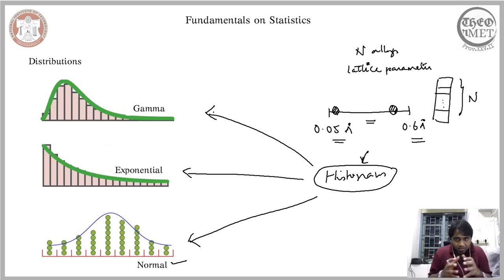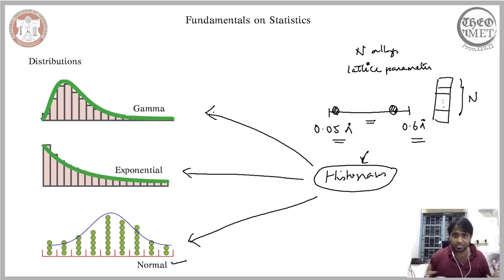And if the population is concentrated on the average of the lattice parameter, and it gradually decreases as we move away from the average, we refer to that as the normal distribution. On the other hand, if the population is concentrated on the least of the lattice parameter, and when you move away from the least, the population gradually decreases, we have the exponential distribution.